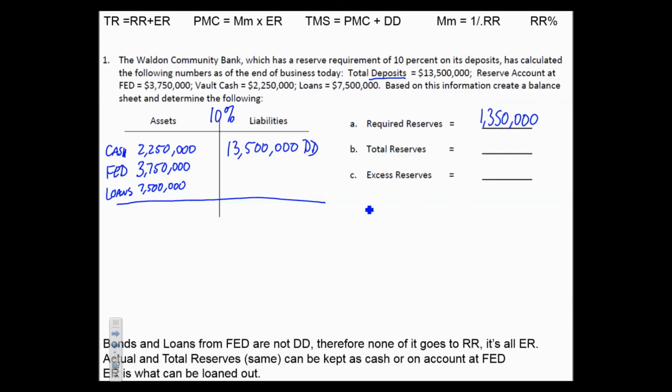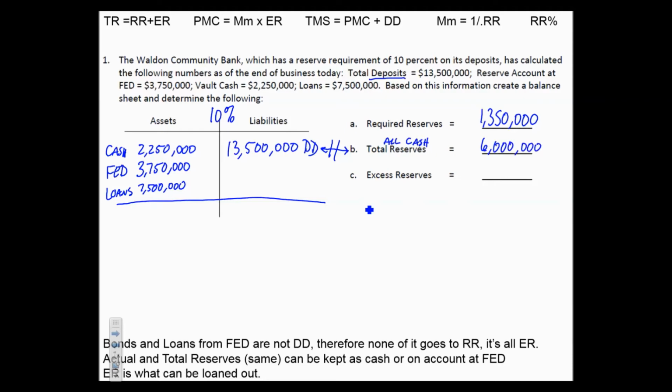Okay? Its total reserves, another way of saying that is all cash. Okay? So all the cash that it owns is its total reserves. That's why it's not always this. Okay? Not. All right? It could be, but it's not. Because all the cash it has in the vault and at the Fed. So that's why the total reserves were this from before.